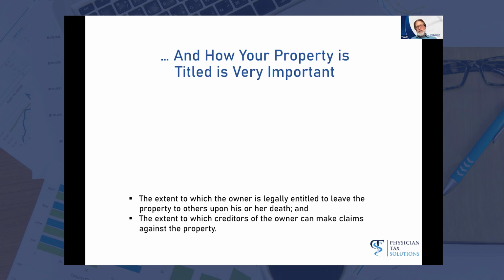So just important, I guess, to note that you go back and check at least every so often to make sure that your assets are properly owned.